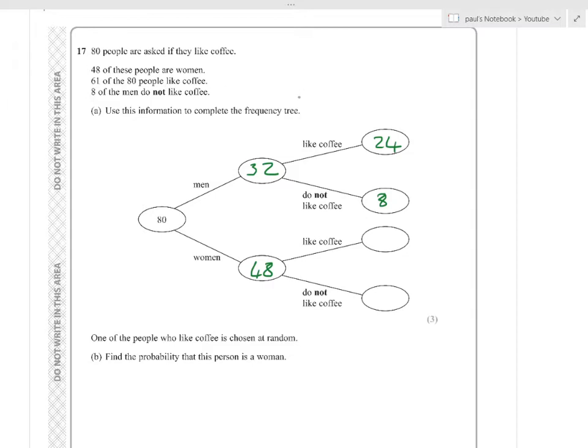So we've got 61 people. So 61 take away 24. This will be the ladies. 5, 1, 7, 3. So we've got 37 women who like coffee, so that means there's 11 who don't like. Find the probability that one of the people who like coffee is chosen at random. So the probability that it's a woman is 37 out of 61.